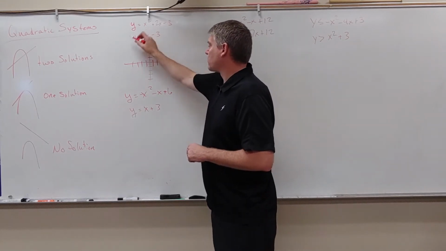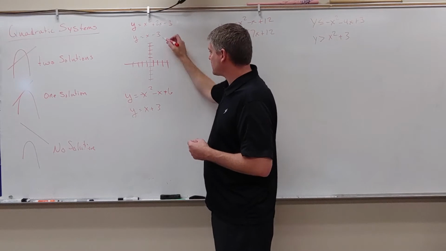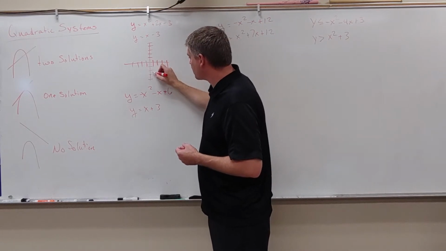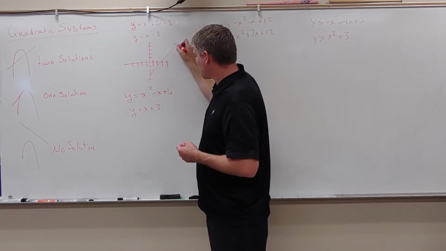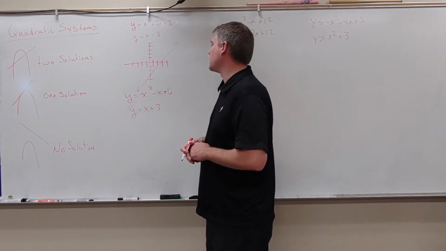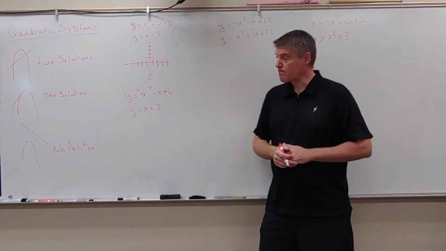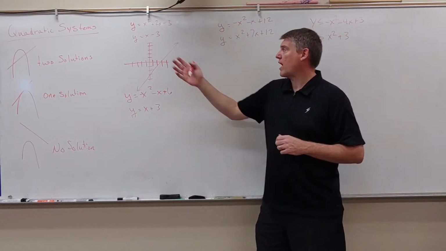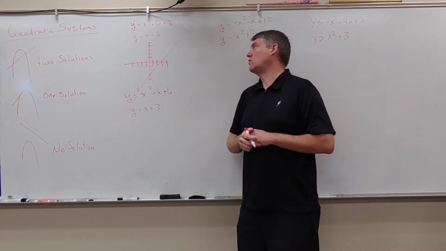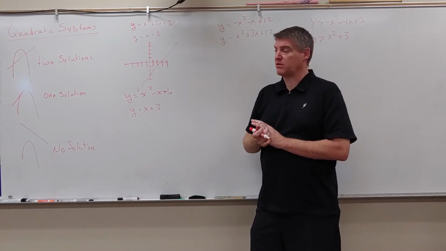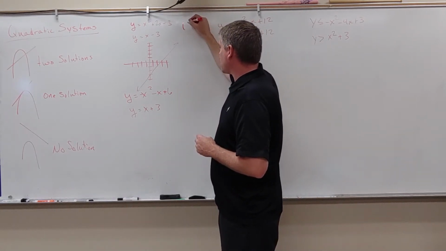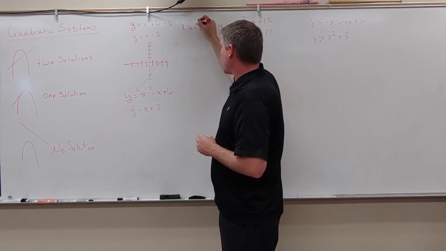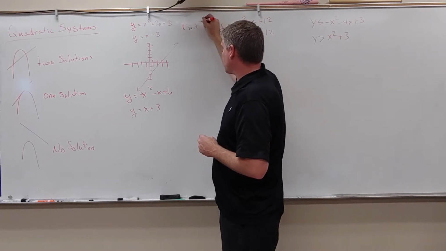So I'm going to start by graphing my line just because that's easier. I'm going to go down to -3 and then up over 1, up over 1. So there's my linear equation, okay? Now I'm going to graph y equals x squared plus 2x minus 3. Well, the first thing I want to do is find my vertex. So that's going to be -b over 2a, and then f of -b over 2a.